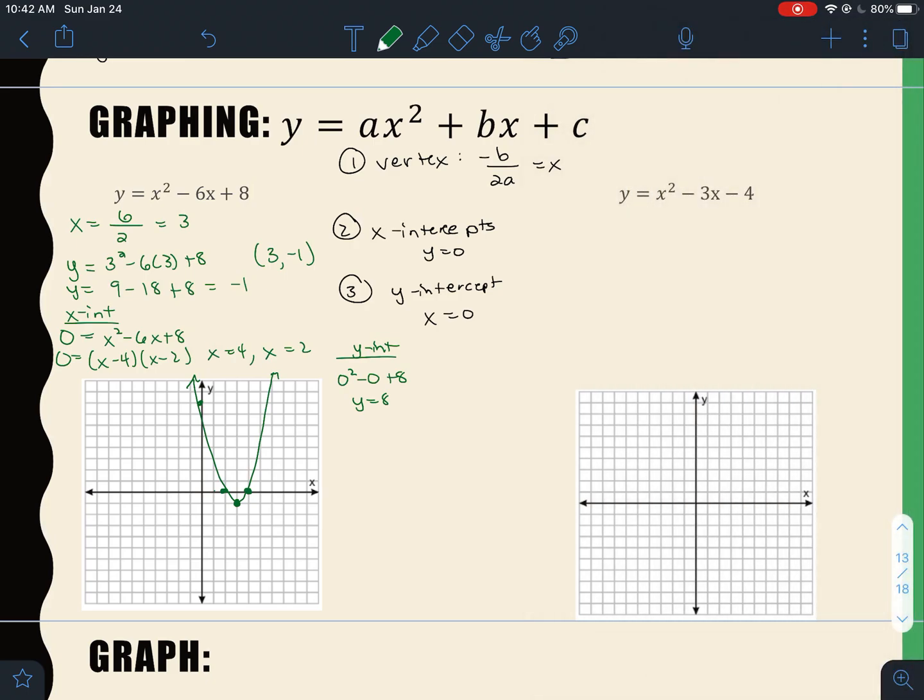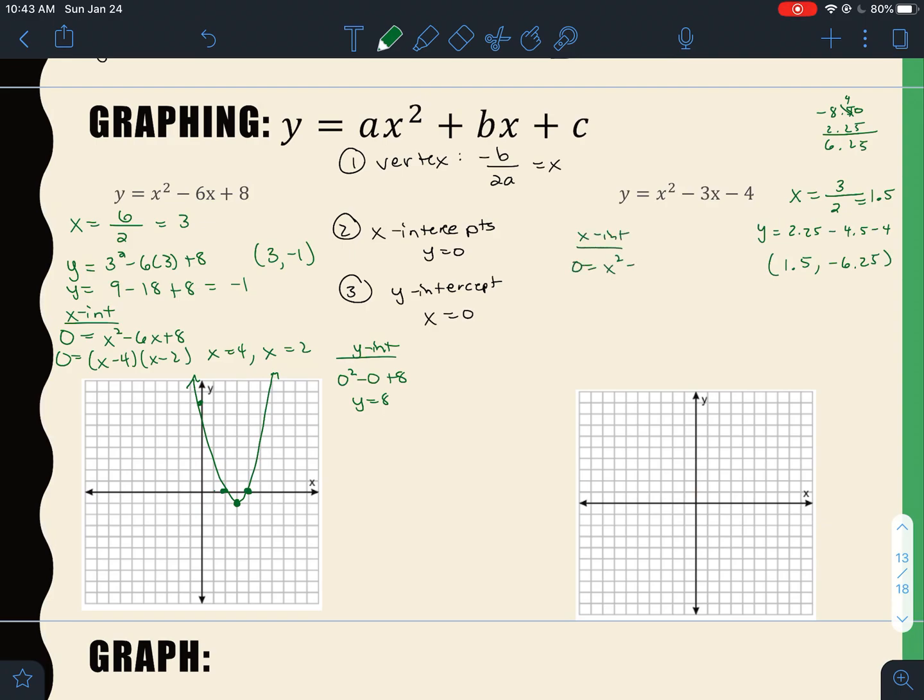All right, so we have y equals x squared minus 3x minus 4. Find the vertex. X equals the opposite of b over 2a. So my vertex's x coordinate is 1.5. The y coordinate is going to be 2.25 minus 4.5 minus 4. So that's -2.25 minus 4, and we get -6.25. So the vertex is going to be at the point 1.5, -6.25.